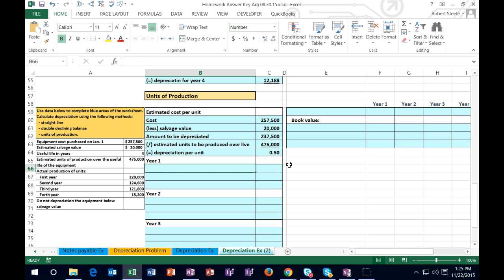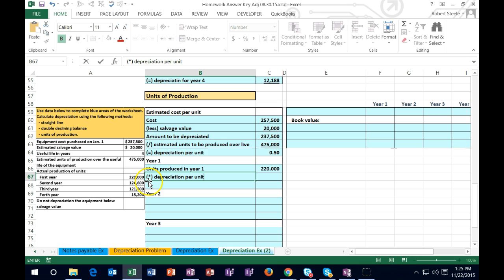All right, so now that we have that, it's a pretty simple calculation for us to calculate the depreciation per year. We're going to start off with the units that will be produced in year one, and they're going to have to give us that. If we're using units of production, they will have to provide that in the problem. In this case, we have produced 220,000 units in year one. So we're just going to type in 220,000, and then multiply that times the depreciation per unit.